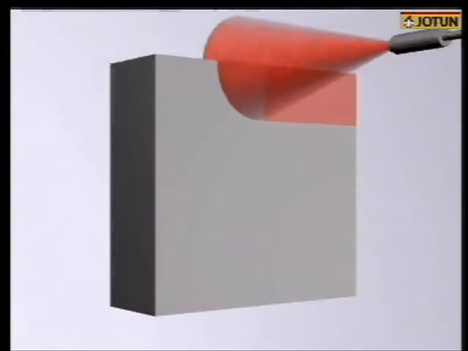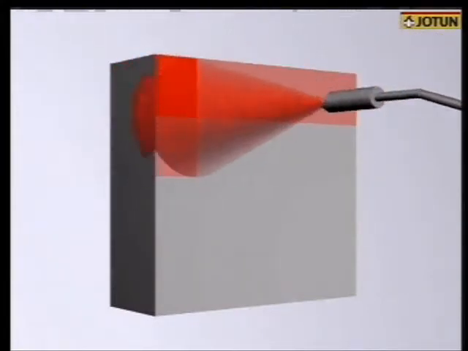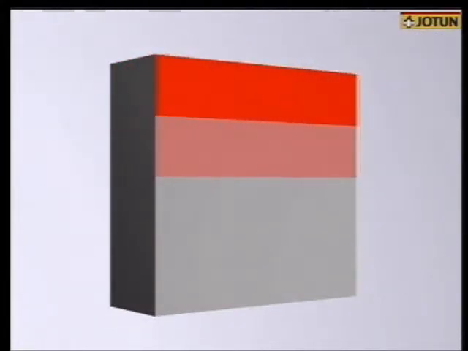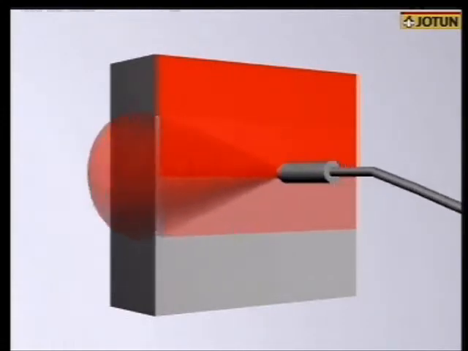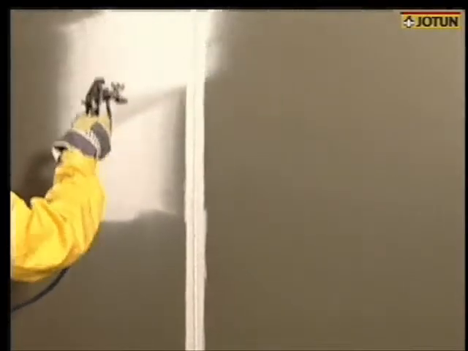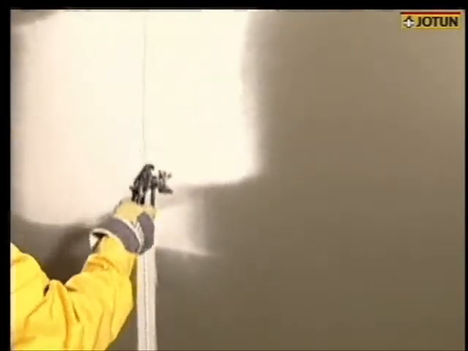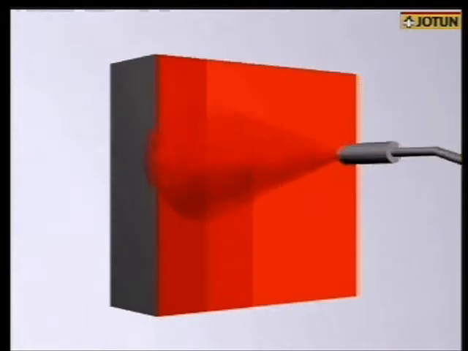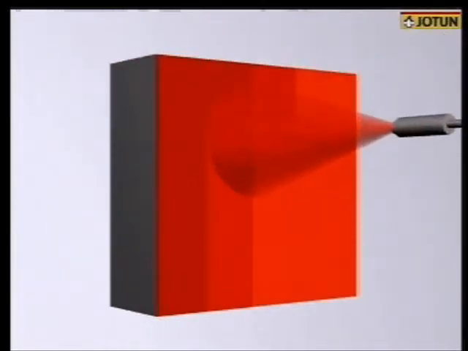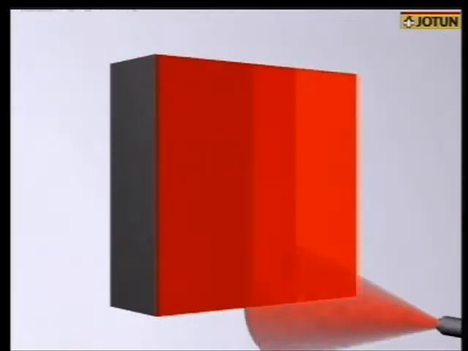As we can see on the animation, an overlapping of approximately 50% gives an even film thickness for the entire surface. This is also demonstrated by the applicator. Let us see what will happen if too small an overlap is used. As we can see, an uneven film thickness is created, even after cross-spraying, if too long a distance is used between the passes. Likewise, too big an overlap may lead to over-thickness.